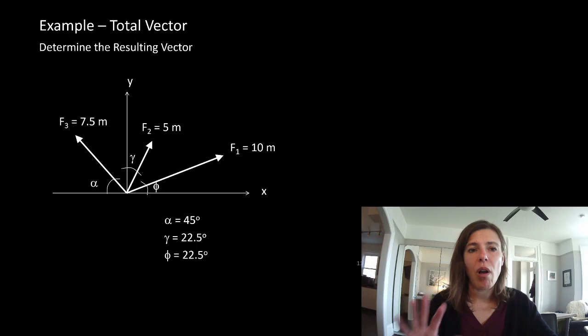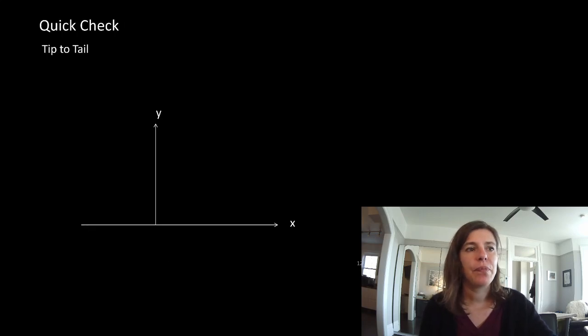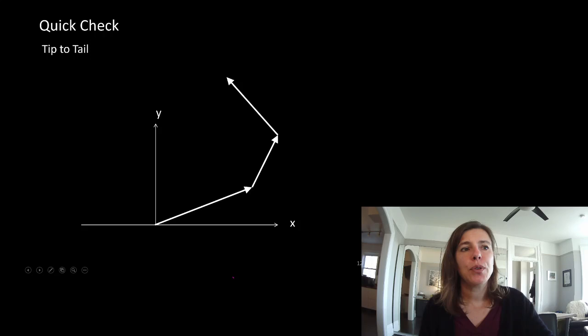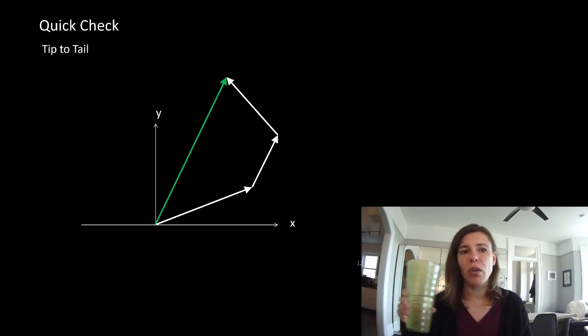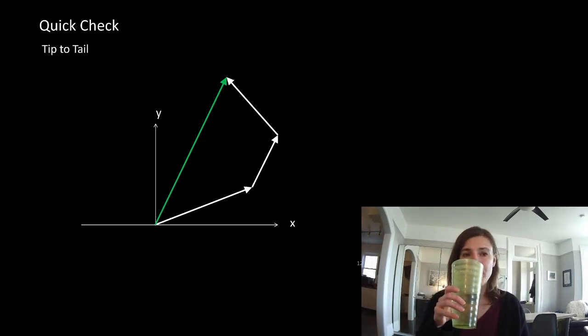But before we do any math, let's draw ourselves a little diagram and see what our tip to tail looks like. And then when we do the math, we'll be able to check and see if that shakes out to what we expected to see. So let's do tip to tail. We've got F1, F2, and F3 drawn here. There's our total vector, or our total value.